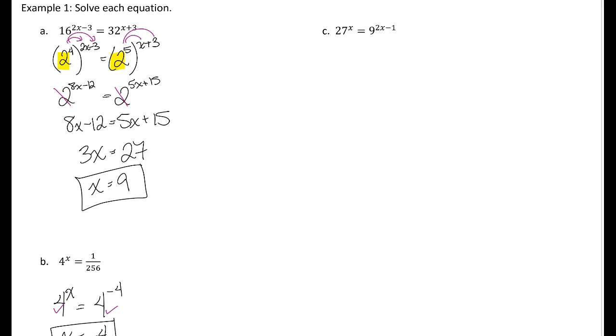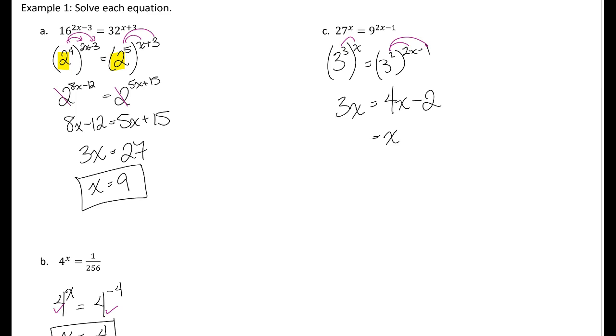27 and 9 automatically signal the idea of 3 to the power of 3x equals 3 squared to the power of 2x minus 1. Again, we can use our exponent laws here, and we end up with 3x equals 4x minus 2, and I've just skipped the step where I write it in as my exponent. I've automatically eliminated my base here. Once I've got this, same as before, I'm going to get x equals 2.